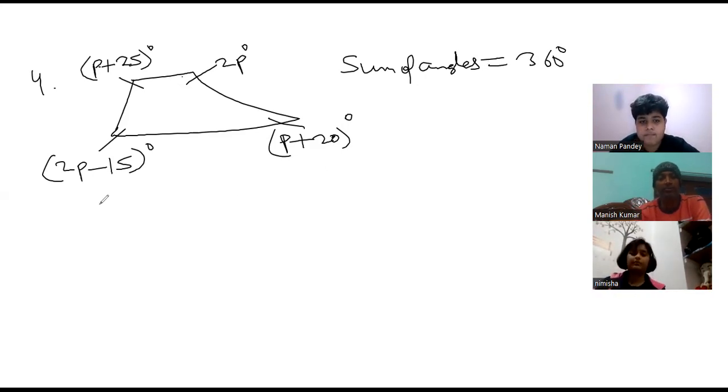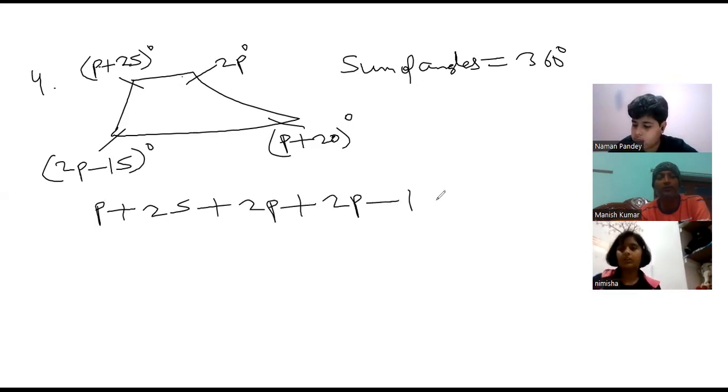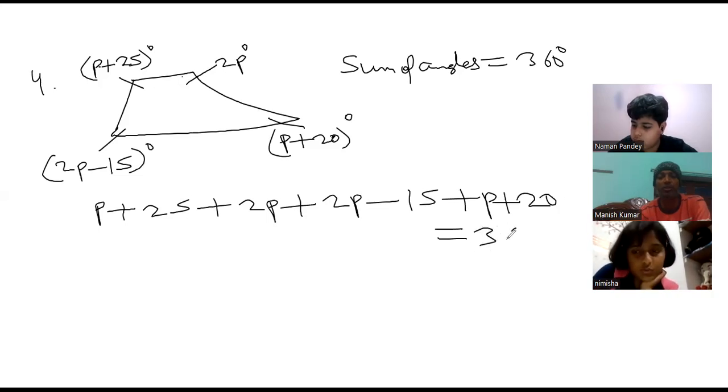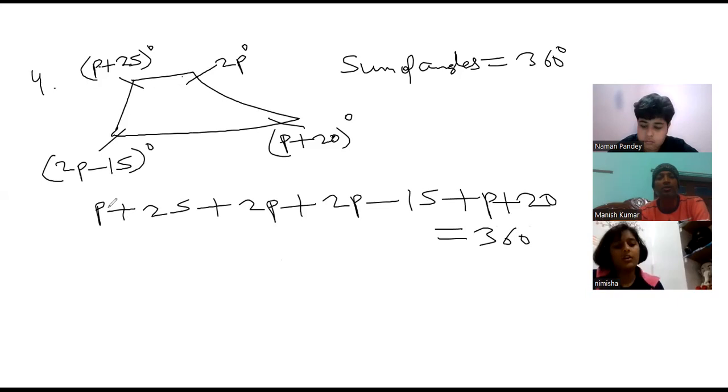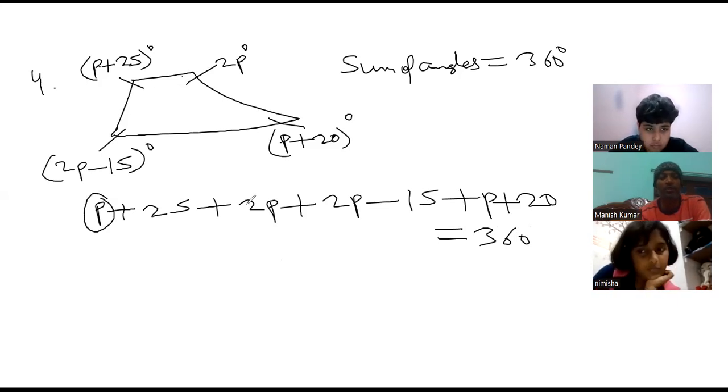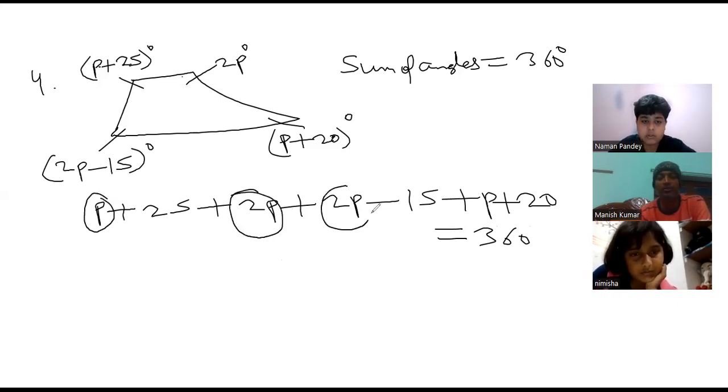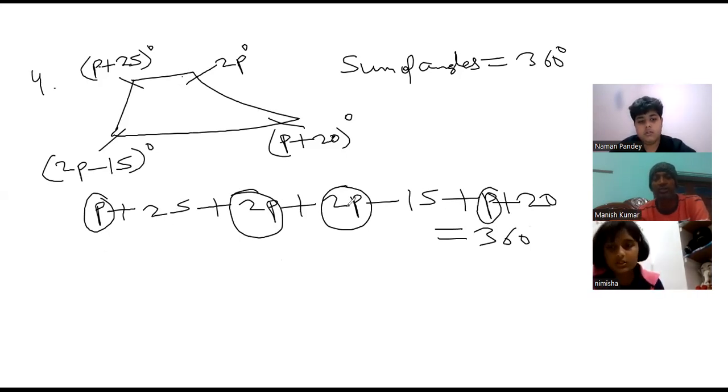That means P plus 25 plus 2P plus 2P minus 15 plus P plus 20 will be equal to 360. Now let us take all the P's together. This is P, this is 2P, plus 2P, then this is P. How many P's are there? 1 plus 2 is 3, 3 plus 2 is 5P, plus 1, 6P. You can write 6P directly.